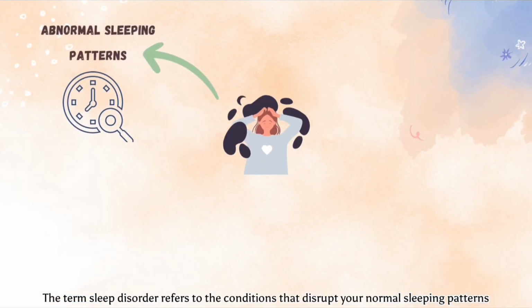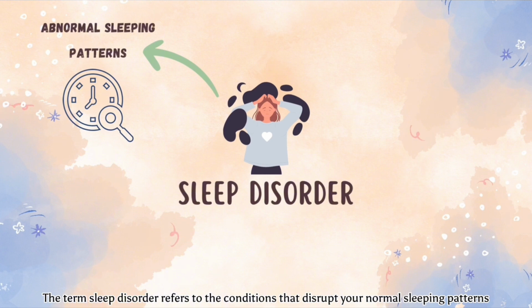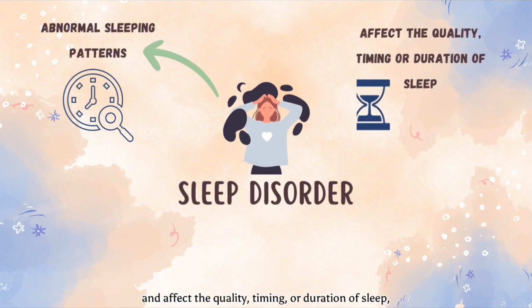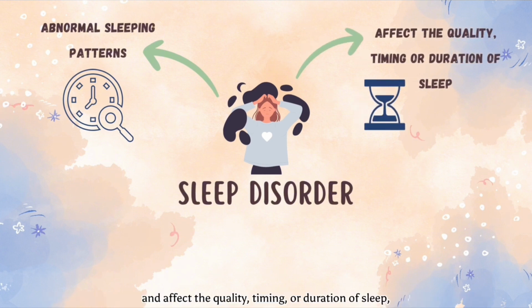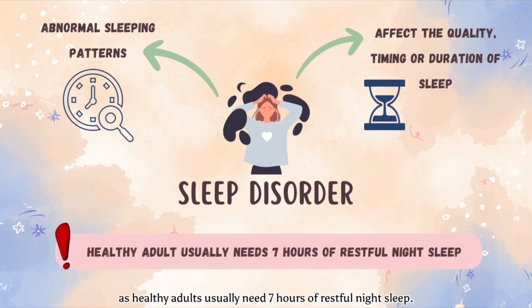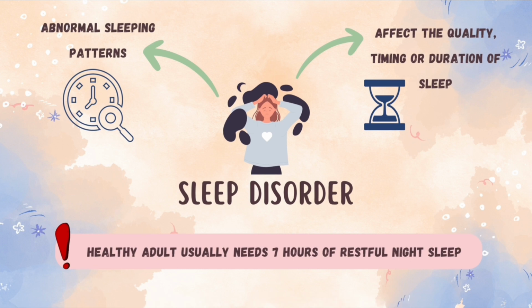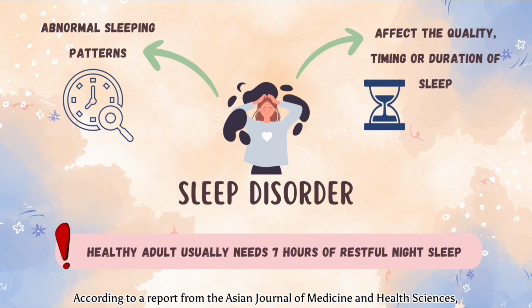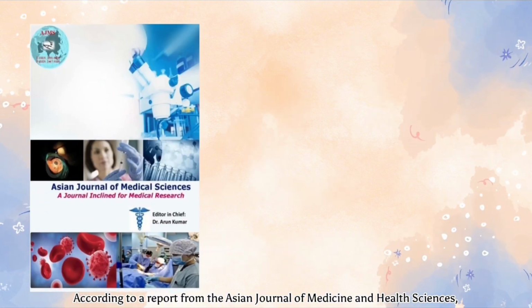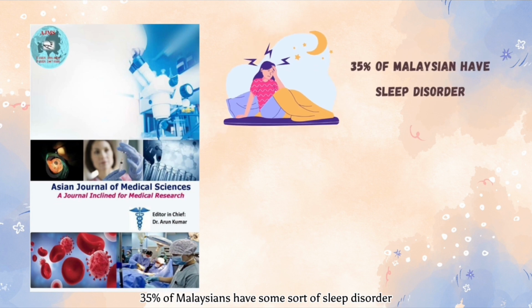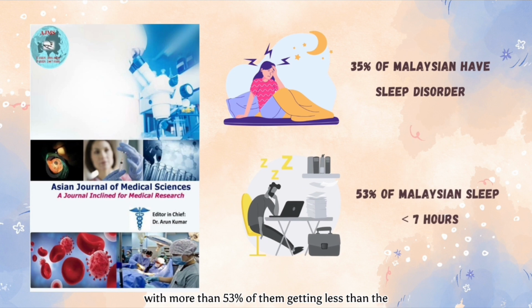The term sleep disorder refers to conditions that disrupt your normal sleeping patterns and affect the quality, timing, or duration of sleep, as healthy adults usually need 7 hours of restful night sleep. However, fret not because you are not alone. According to a report from the Asian Journal of Medicine and Health Sciences, 35% of Malaysians have some sort of sleep disorder, with more than 53% of them getting less than the minimum 7 hours of sleep at night.